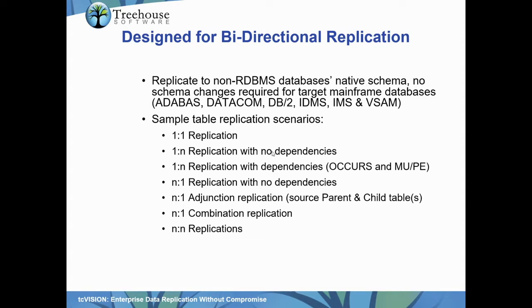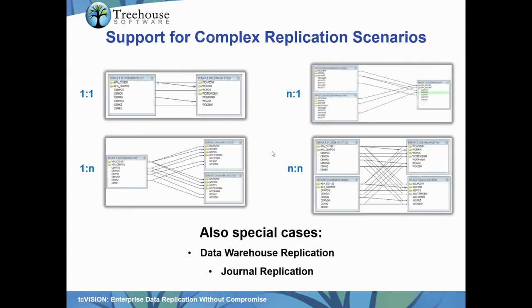You can see here one-to-one, one-to-many, a graphical implementation showing that you can take whatever those mainframe objects are and split them off into multiple tables, or take multiple tables and combine them back into a single one. Maybe you have a parent-child relationship going to a target. You can combine that back into a single record type on the mainframe side. We also have these other special database types as well.